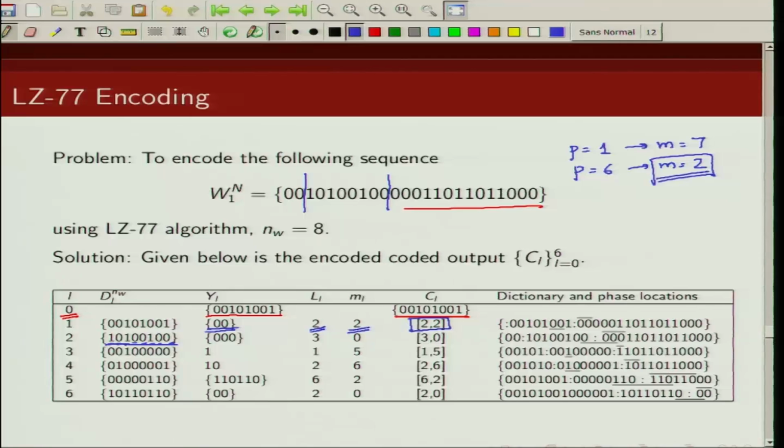Now again follow the same procedure. Start from this location, 0. Is there a match of 0? Yes, there is. Here there is a match, and there are several other places with a match as well.